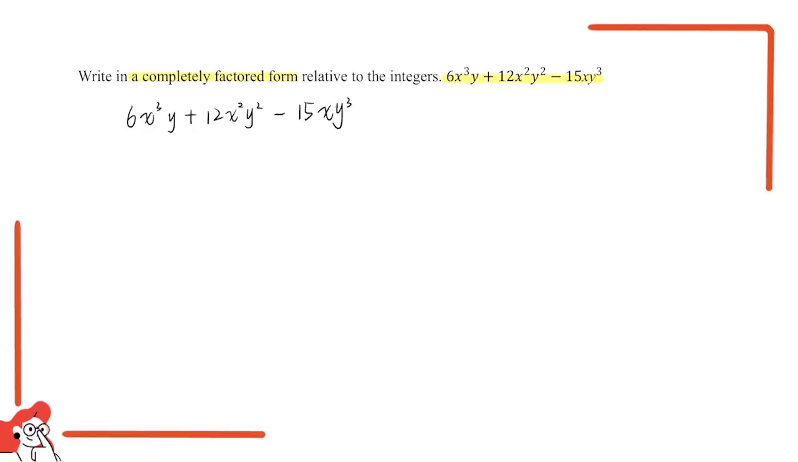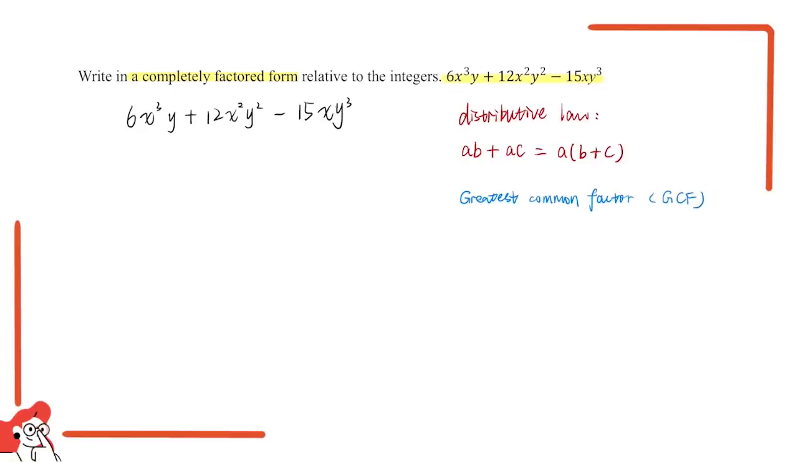First of all, let me remind you the distributive law. So the identity is a times b plus a times c equals a times the sum of b and c. Well, for this kind of question, we're always trying to find the greatest common factor. And it's actually the common factor a here.